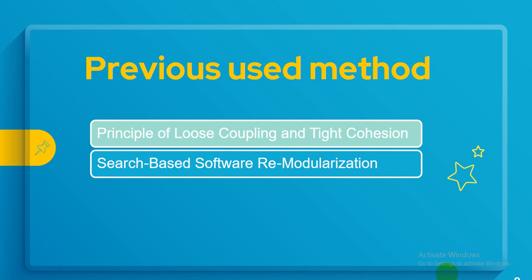genetic algorithm. Here are two previous approaches for solving this problem. The first one is the principle of loose coupling and tight cohesion, and the second is search based software remodularization.